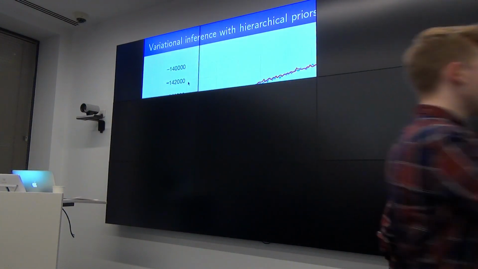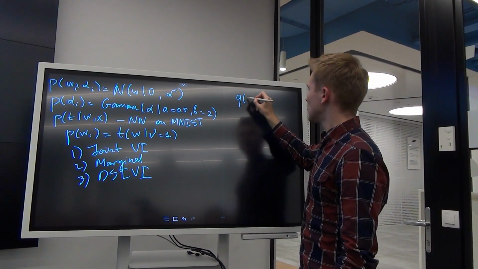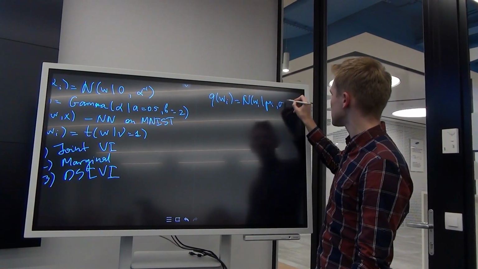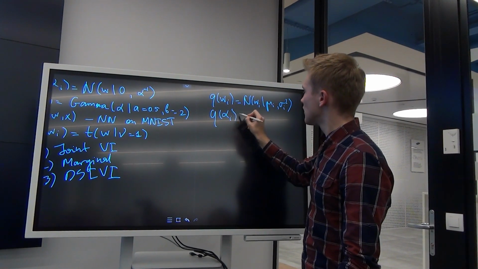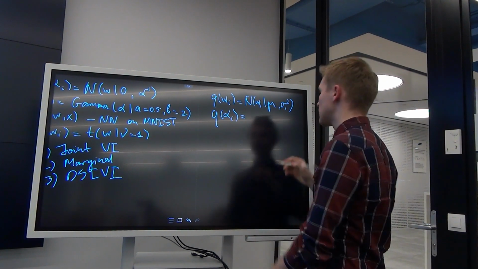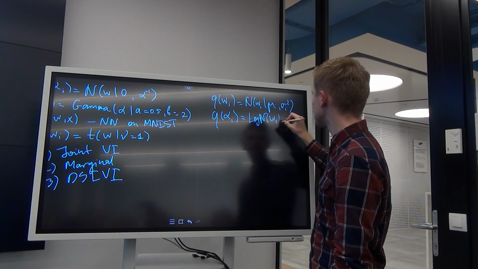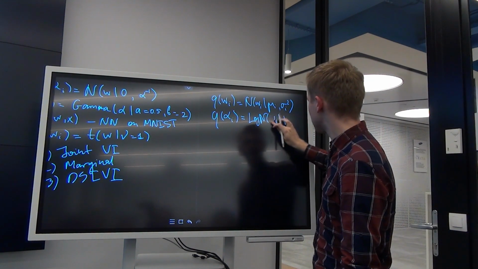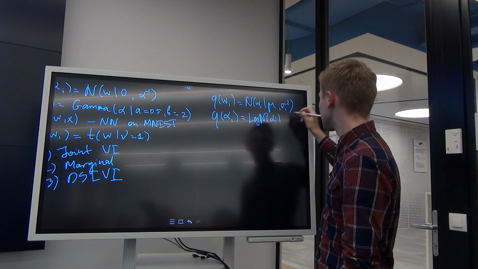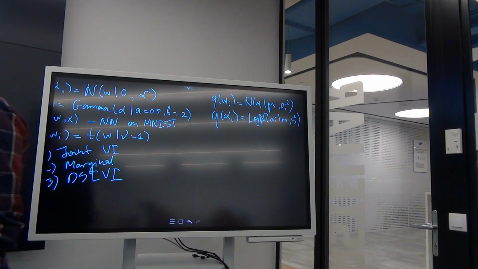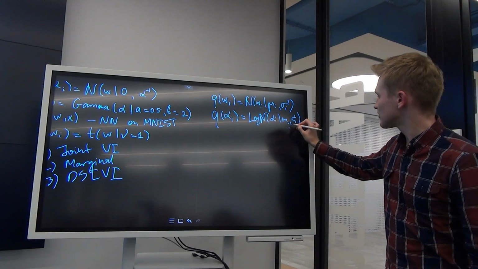So we trained a fully connected neural network on MNIST, and the posterior here, I forgot to mention, is a fully factorized Gaussian. It's just normal with some mu_i and sigma_i squared. So yeah, this is not exactly doubly semi-implicit variational inference. Yeah, it's only variational inference with a semi-implicit prior. Right. And this is log normal over alpha with some parameters m_i, s_i, which are separate for each weight. Yeah, for each. Sure.